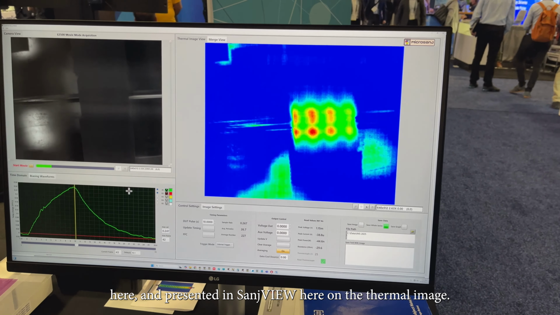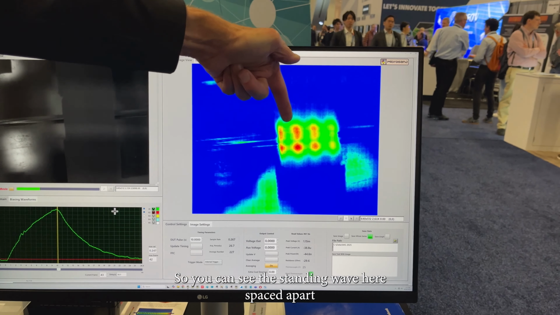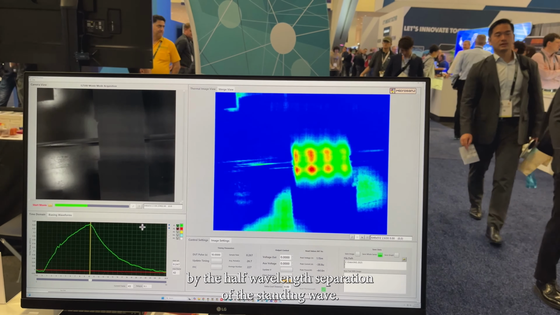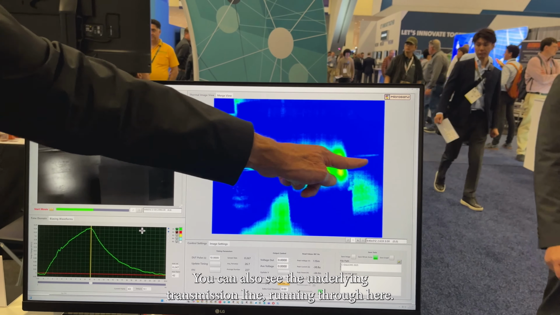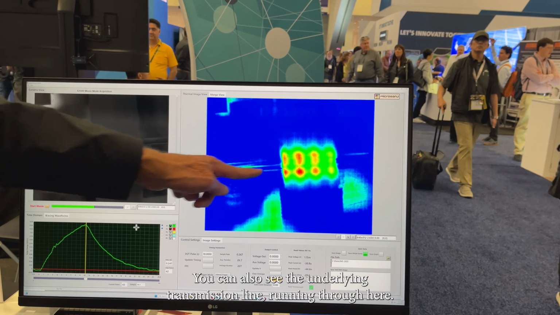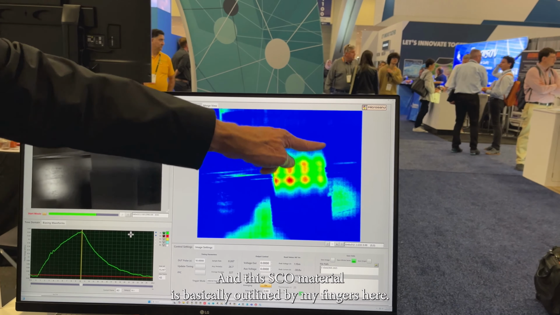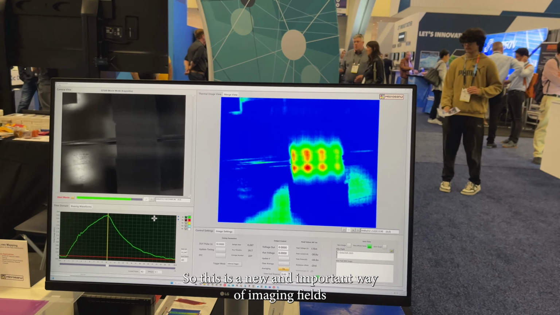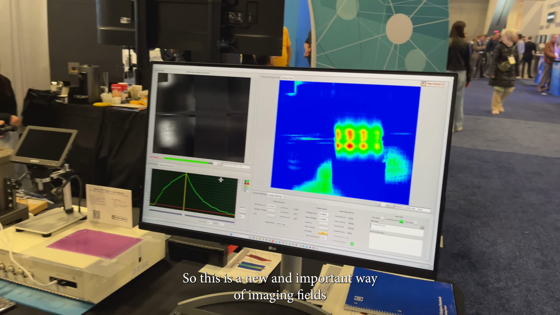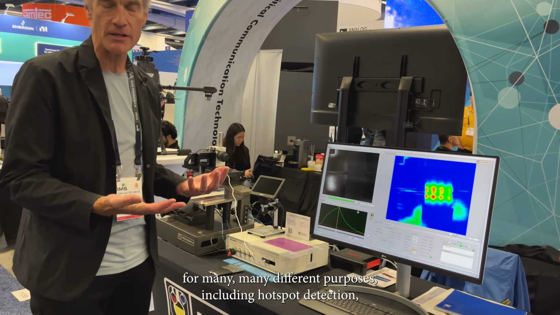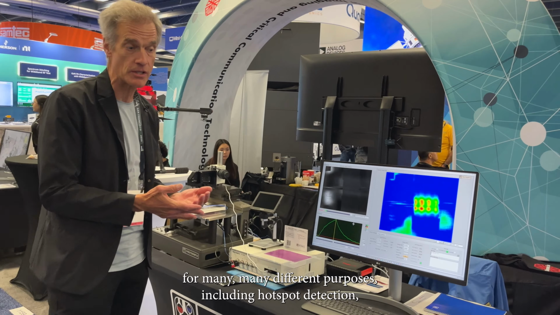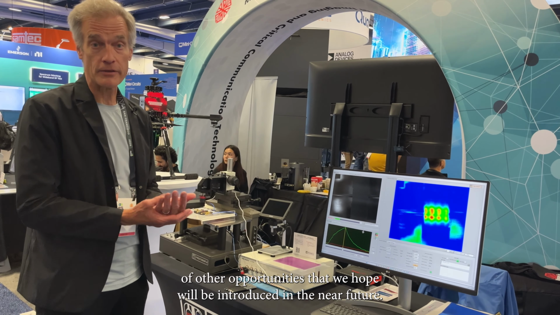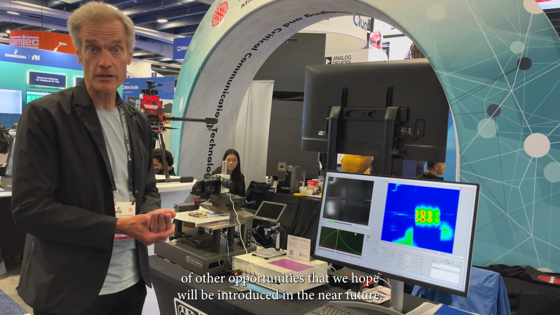on the thermal image. So you can see the standing wave here spaced apart by the half wavelength separation of the standing wave. You can also see the underlying transmission line running through here, and this SCO material is basically outlined by my fingers here. So this is a new and important way of imaging fields for many, many different purposes, including hotspot detection, antenna array analysis, and a whole host of other opportunities that we hope will be introduced in the near future.